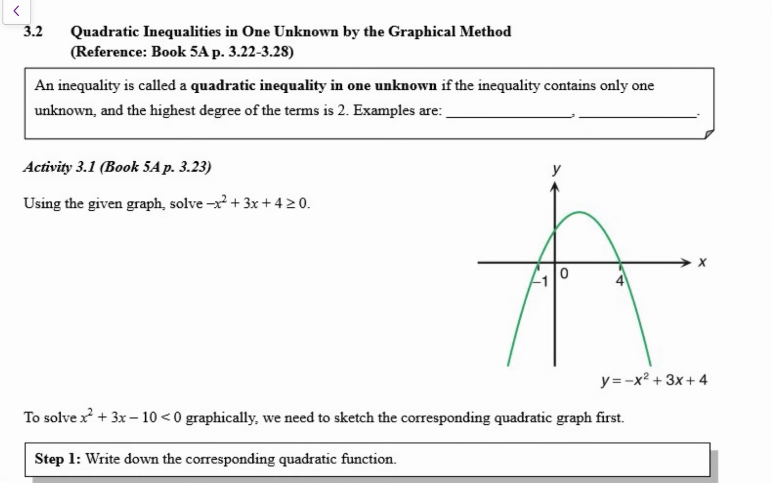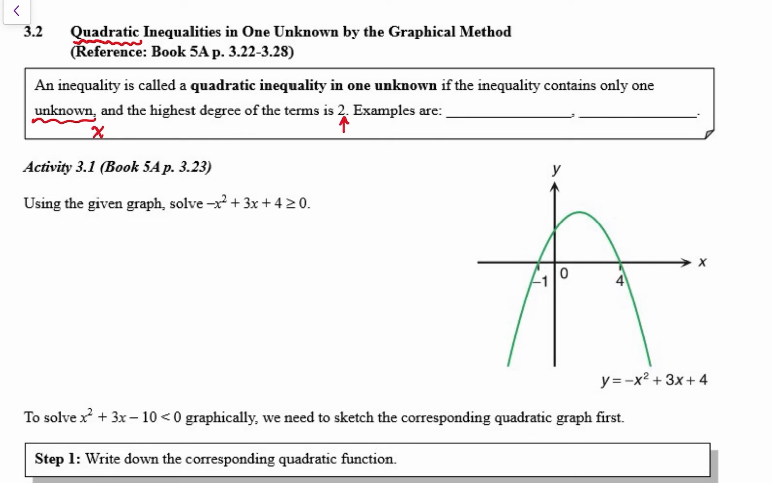Section 3.2: Quadratic inequalities in one unknown by the graphical method. So in this section, we will look at inequalities in one unknown, but these inequalities are quadratic inequalities. An inequality is called a quadratic inequality in one unknown if the inequality contains only one unknown, usually x, and the highest degree of the terms is 2.